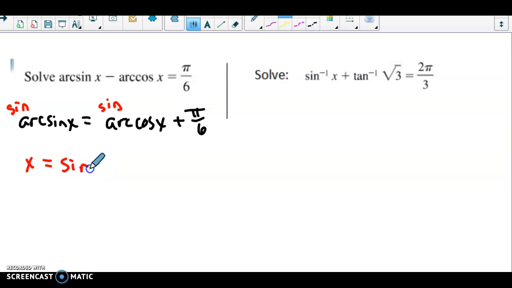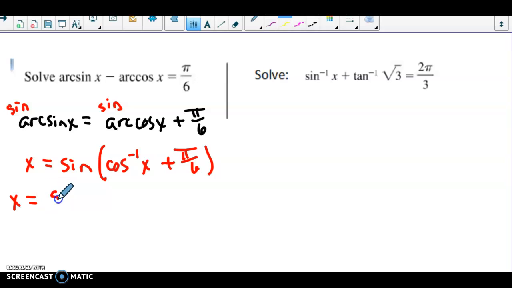And then I have the sine of, sorry, I'm going to write inverse cos. I like to write it, it's shorter. Inverse cosine. I have the sine of the inverse cosine of x plus pi over 6. Okay, now that's a sum, right? Sine of a sum. Let's go to our formula sheet and see what the sine of a sum is.